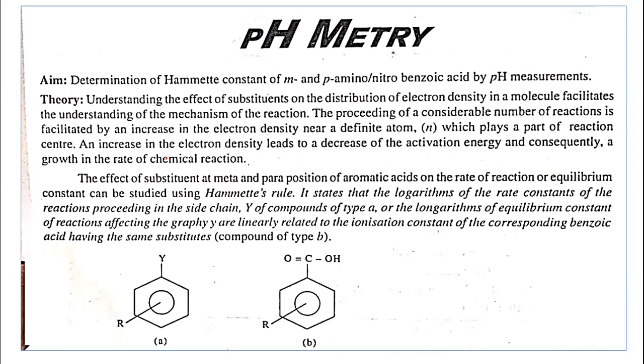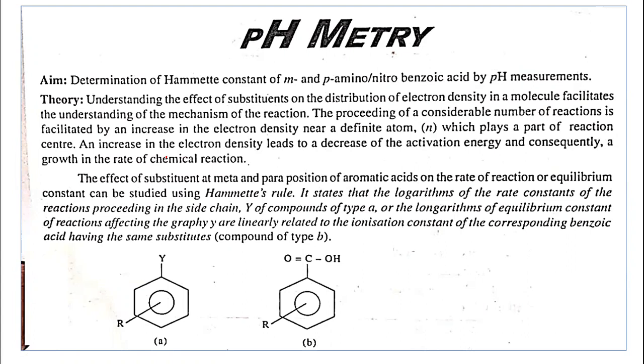Actually, we know that particularly in organic molecules, there is an effect of substituents, and substituents also affect the mechanism of the reaction. So the proceeding of a considerable number of reactions is facilitated by an increase in the electron density near a definite atom. Generally, the electron donating group or electron withdrawing group affects the rate or mechanism of the reaction.